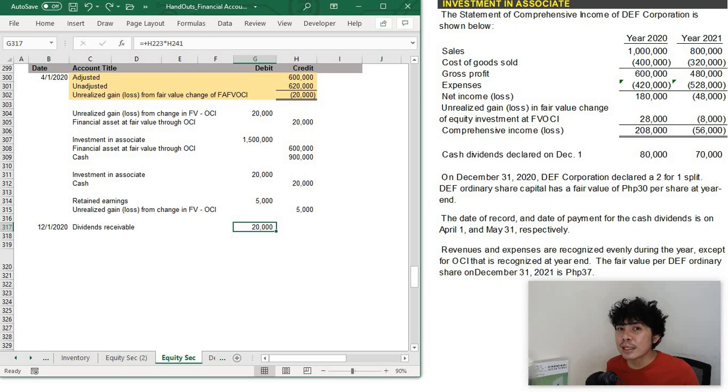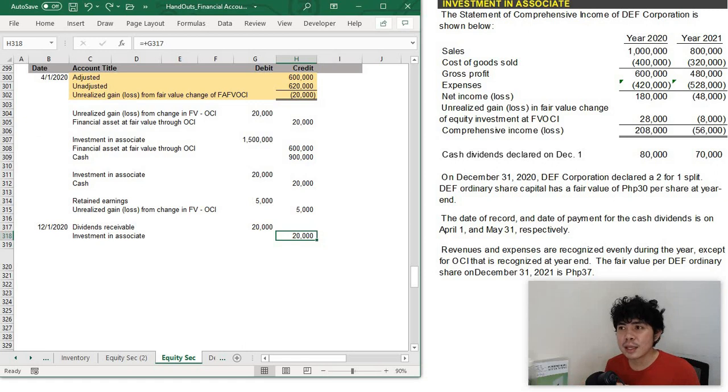So, ang i-credit natin ay hindi dividend income kasi under equity method, we do not recognize dividend income from the cash, property, or scrip dividend received from the associate. So, ano ang ating i-credit? So, ang ating i-credit is investment in associate, 20,000 pesos. So, ang i-credit natin is yung ating investment in associate na account. Ibig sabihin, decrease ito sa ating investment in associate. So, bakit siya decrease in investment in associate?